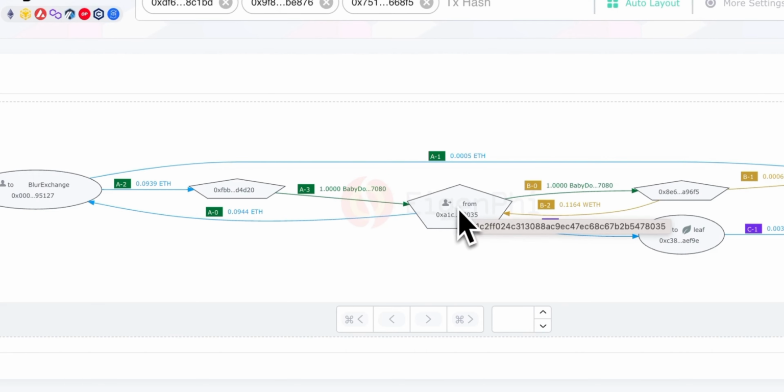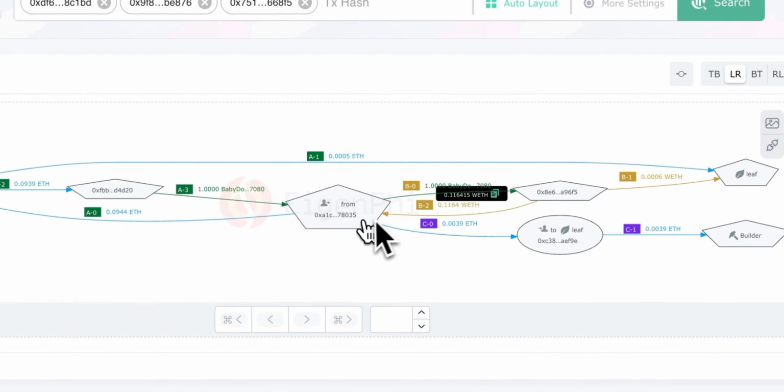In transaction B, the from address sold the NFT bought in transaction A to another buyer. The buyer received the NFT from the bot in step B0, then transferred 0.0006 ETH to the fee collector and 0.1164 WETH to the from address in steps B1 and B2.